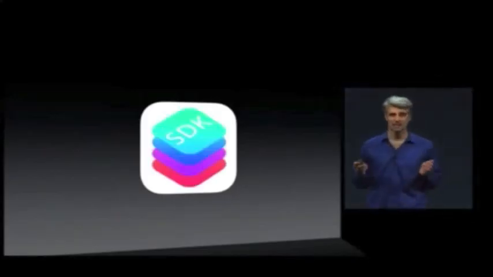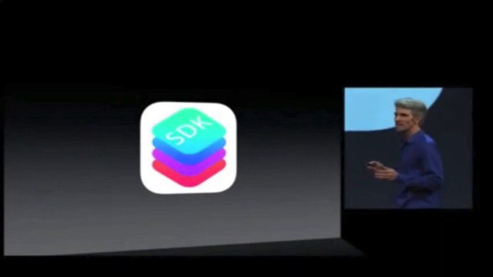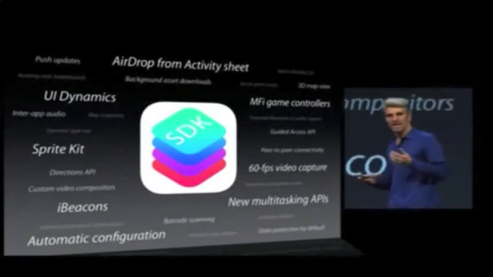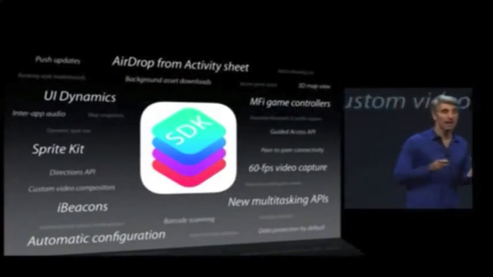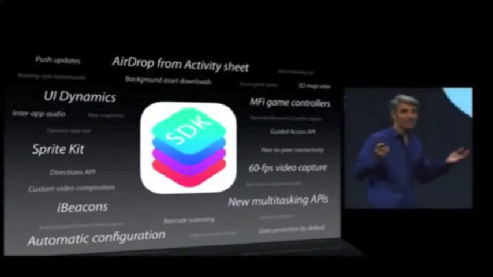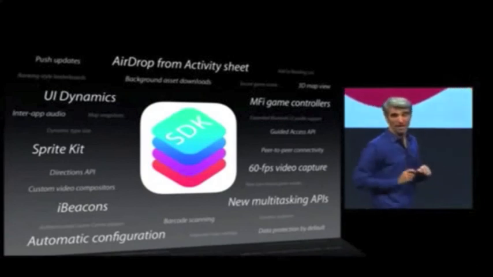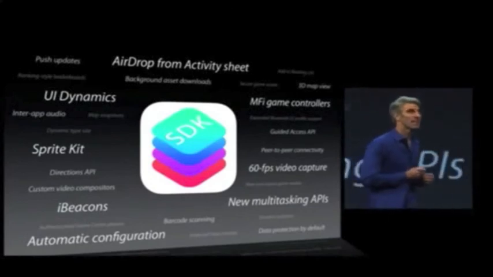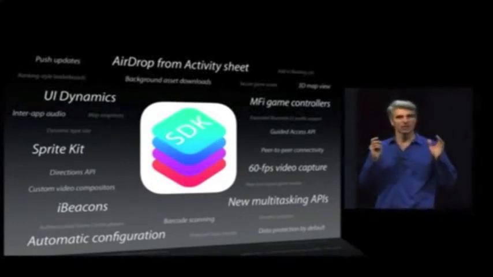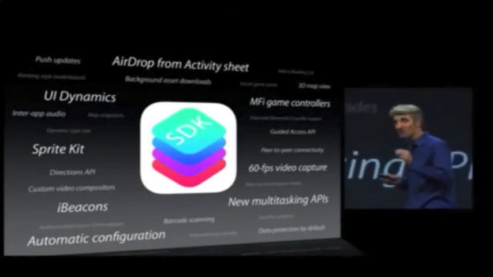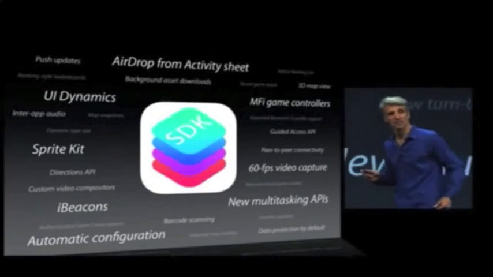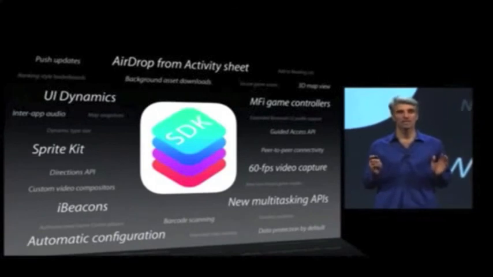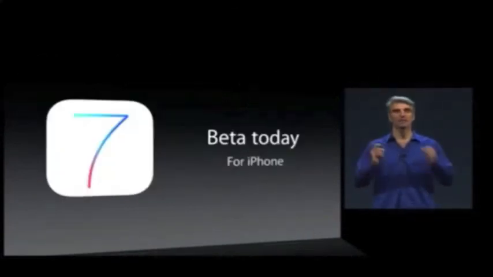iOS 7 is also a fantastic and major release for our developers as well. The SDK includes over 1,500 new APIs. You can add AirDrop, integrate with third-party game controllers, new APIs for taking advantage of multitasking, iBeacons for Bluetooth LE micro-location, Sprite Kit for super fast, power-efficient game animations, and UI dynamics to bring physics to your UI view animations. So iOS 7 is available to you developers in beta on the iPhone today.